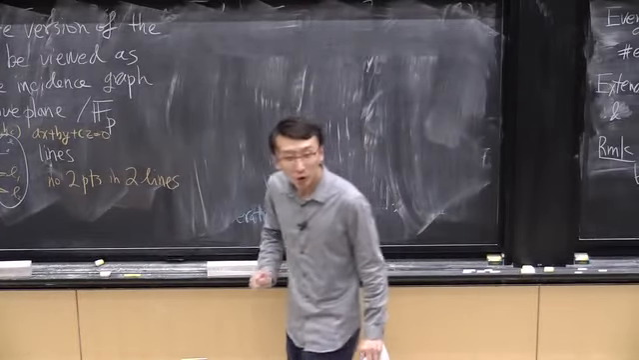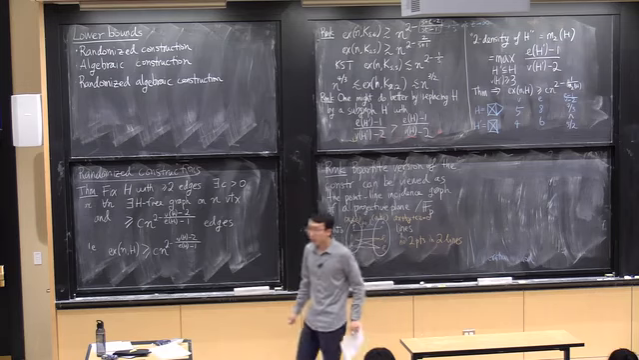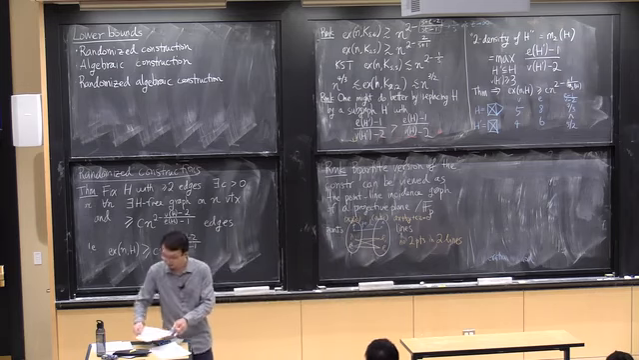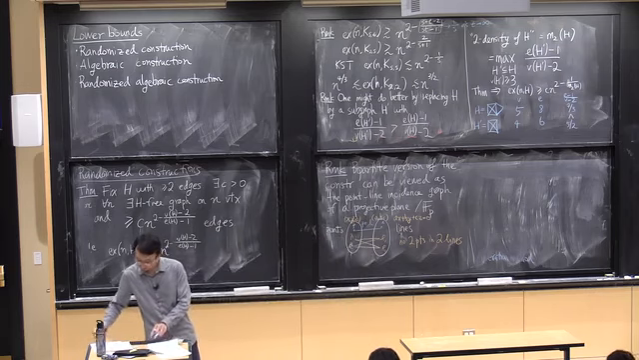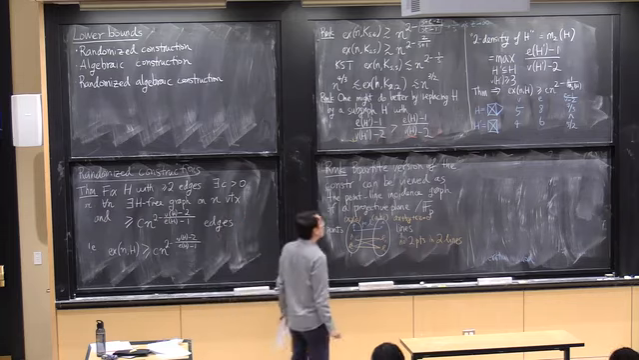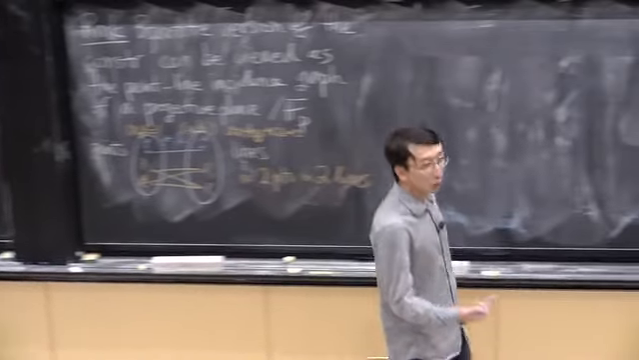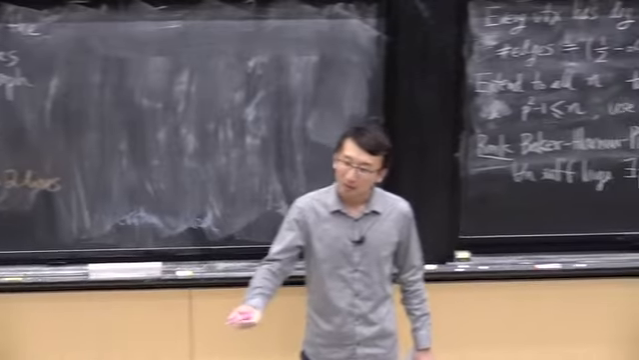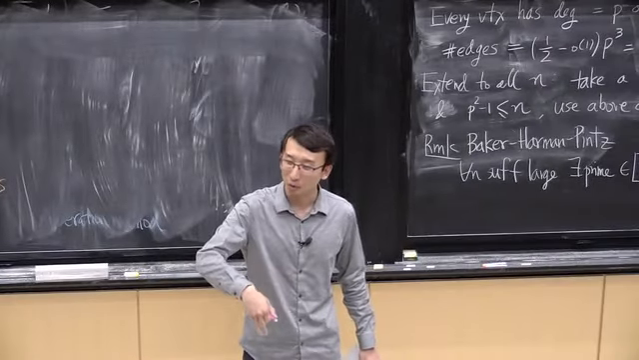Any questions about this polarity construction? Why is it called a polarity construction? It relates points and their polars, which are lines.